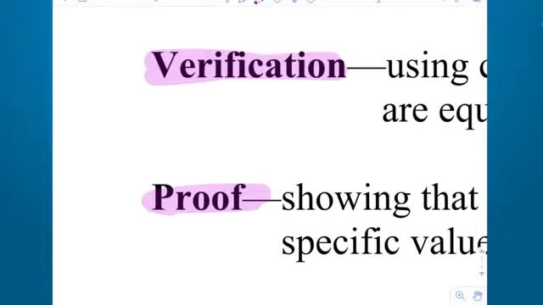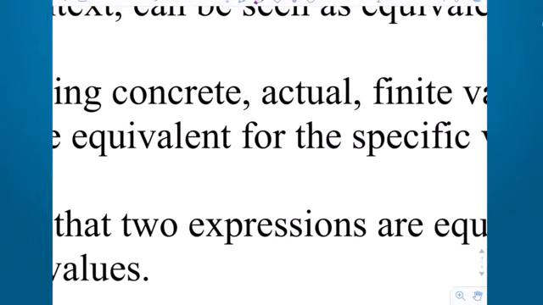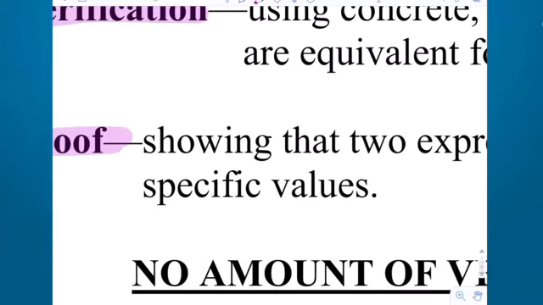Okay. So verification is in specific cases, and proof is showing it's true in all cases. And the way that we could do that here in this case is to verify using actual numbers and to prove using variables, which then can be any number that could take the place of those variables.